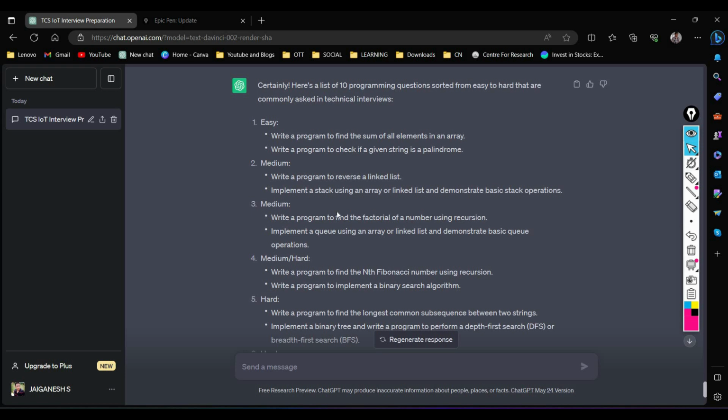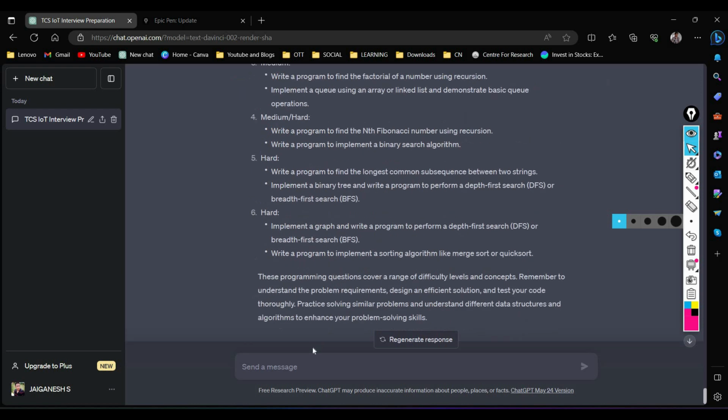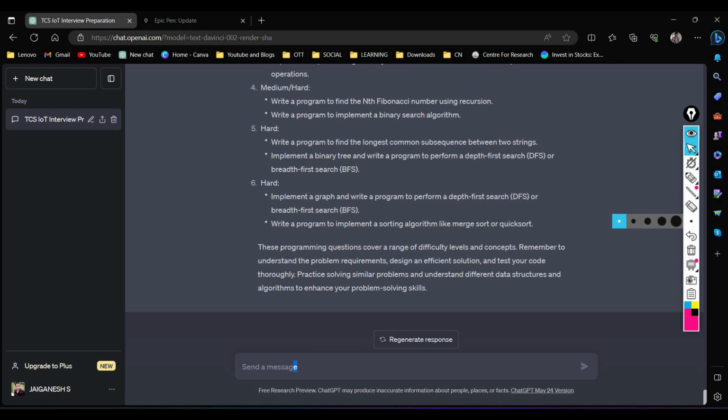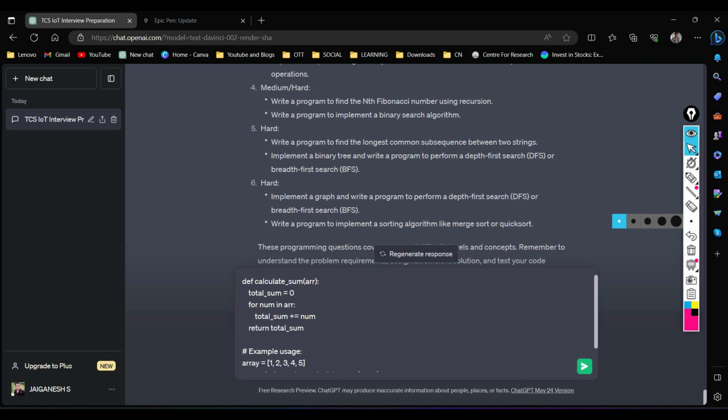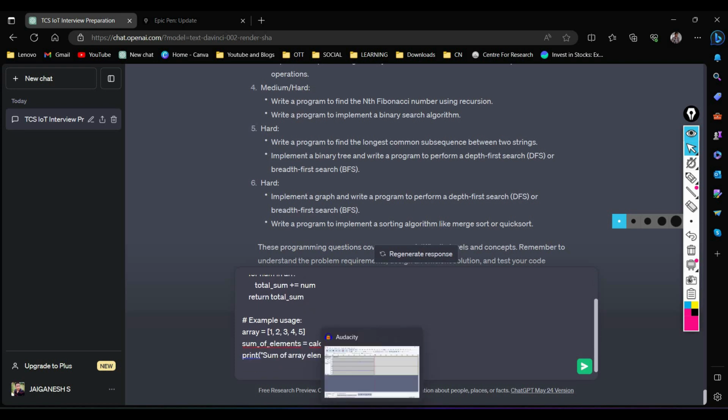So let me try to write a program for this particular question: write a program to find the sum of all elements in an array. Let's take for example, I have written a Python code to find the sum of all the elements in an array. Once you are done with the code, you can paste it in the prompt over here, and you can ask ChatGPT to check if this is correct or not.